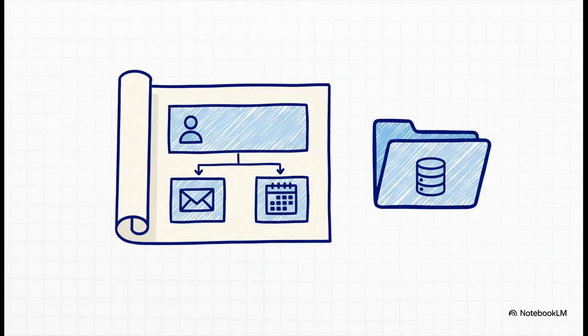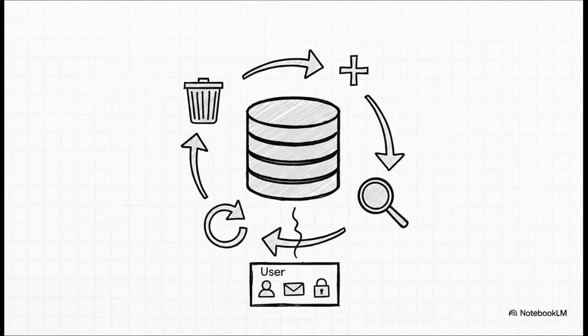Next stop on our tour is the models folder. Now, if config is the utility room, the models are the architectural blueprints for our data. They define the exact shape and structure of the information we're working with. For instance, a user model would define that every user must have a name, an email, and maybe a password. All the code that actually talks to the database, creating, reading, updating, deleting, it all lives here. This folder becomes the single source of truth for your data.